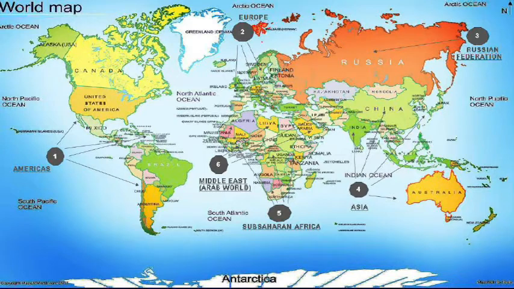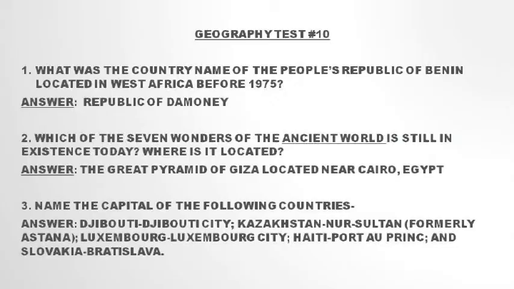You can see, looking at the chart, Circle 1 is the Americas, Circle 2 is Europe, Circle 3 is the Russian Federation, Circle 4 is Asia, Circle 5 is Sub-Saharan Africa, and Circle 6 is the Middle East, sometimes referred to as the Arab world. Collectively, these are the major regions that make up the world today.